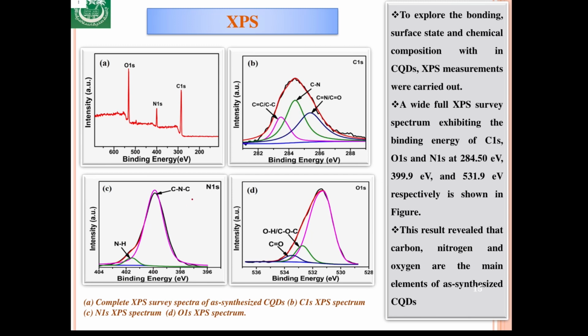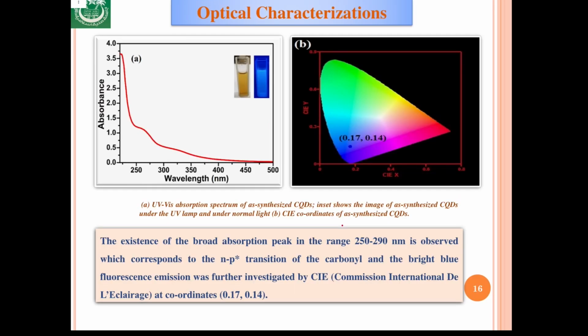As one can see from here, the presence of these important functional groups on the surface of the carbon quantum dot was recorded in the complete XPS spectra. The UV-visible absorption spectrum revealed a broad absorption peak in the range of 250 to 290 nanometer, and the prepared carbon quantum dot revealed a blue emission when illuminated in ultraviolet light.